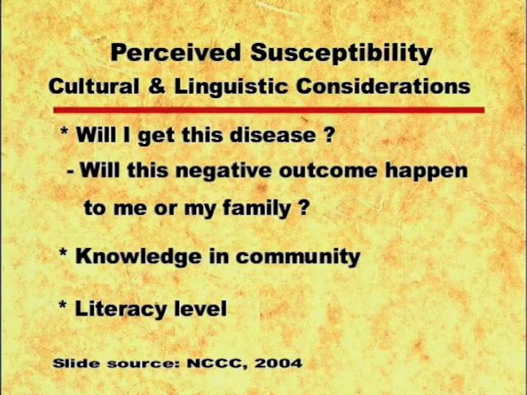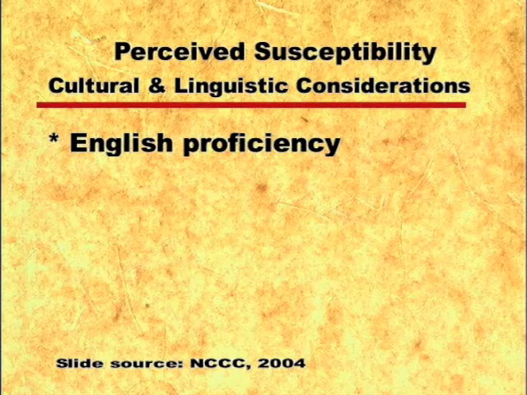So much of the information that goes out about health promotion issues is in written form. I mean, whether it's in the newspaper or an article in a magazine or a pamphlet that's given out at the doctor's. If we're dealing with families or individuals who have low literacy or can't read, then they may not even know that it's a problem for them. English proficiency is another issue. If we only provide information in English and we have individuals who don't speak English, again, we're not going to have them understanding that this is a problem for them or their community.